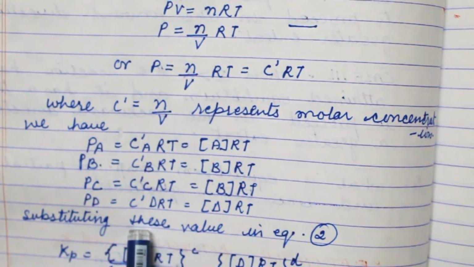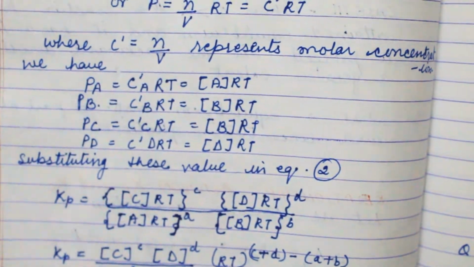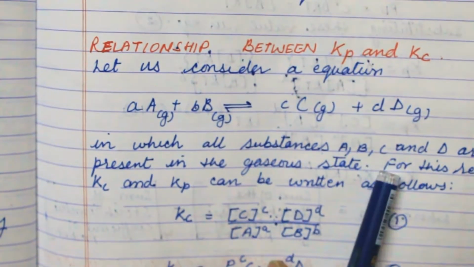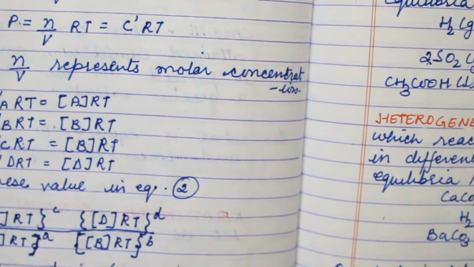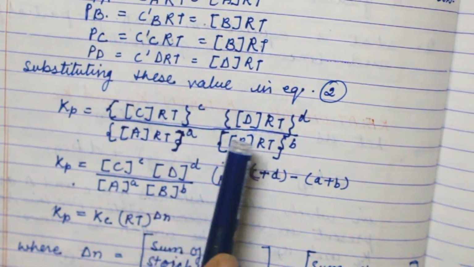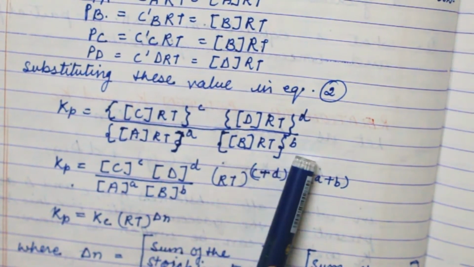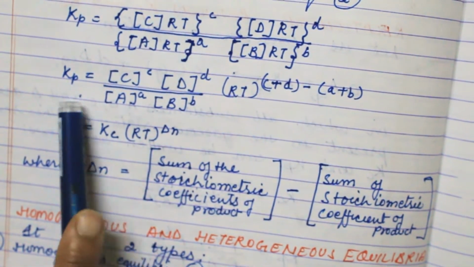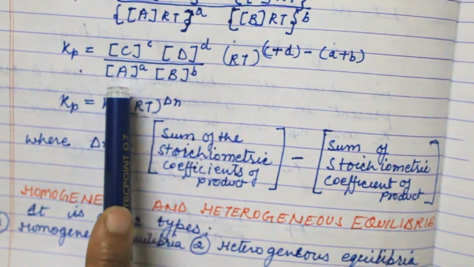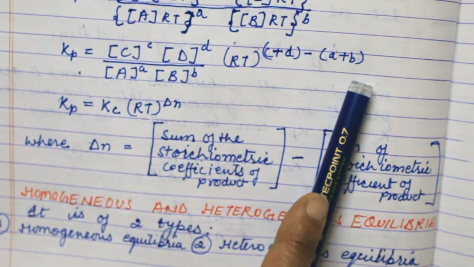Now if we substitute these values in equation 2, what is equation 2? This is equation 2. If we substitute all these values in the second equation, the equation becomes Kp = [C]RT to the power c, [D]RT to the power d, over [A]RT to the power a, [B]RT to the power b. So Kp is [C] to the power c, [D] to the power d over [A] to the power a, [B] to the power b, times RT to the power (c + d) minus (a + b).